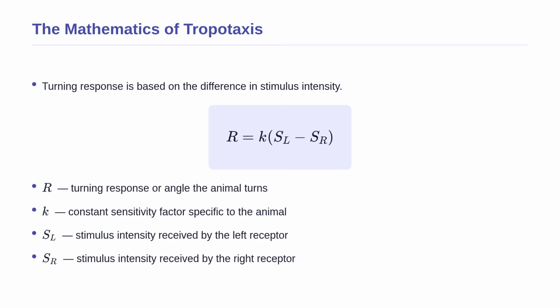SL and SR represent the stimulus intensity received by the left and right receptors. If the left signal is stronger, the difference is positive, and the animal turns left. If they are equal, the difference is 0, and the animal walks straight ahead.